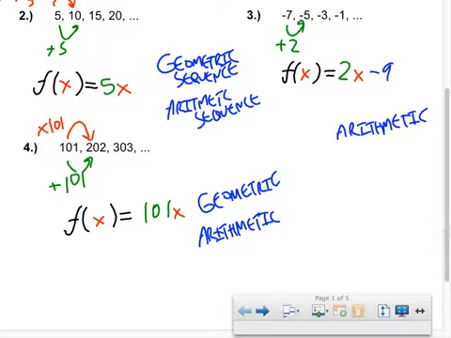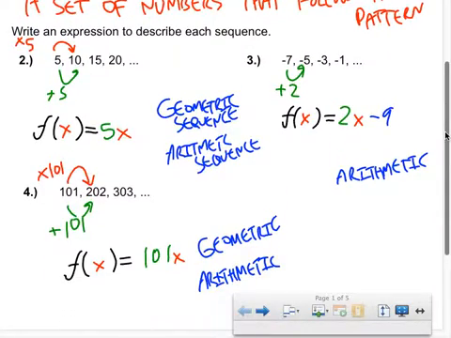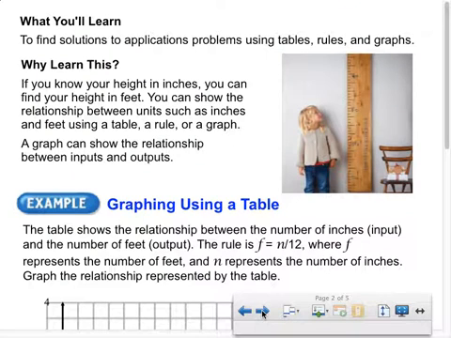Okay, and we're going to be talking more about that. So we talked about a geometric sequence, arithmetic sequence. If we have to make an adjustment like we did in number 3, it's only an arithmetic sequence. Now, over here, what we're doing today is we're going to start drawing some graphs.